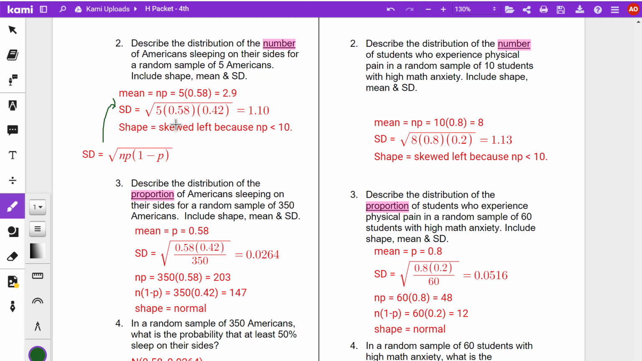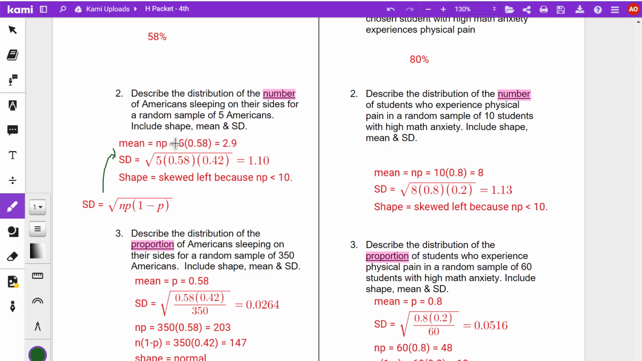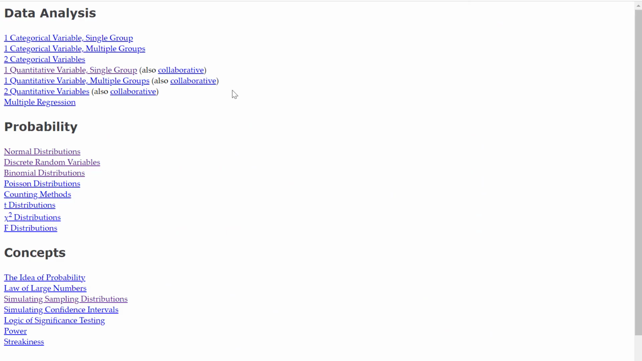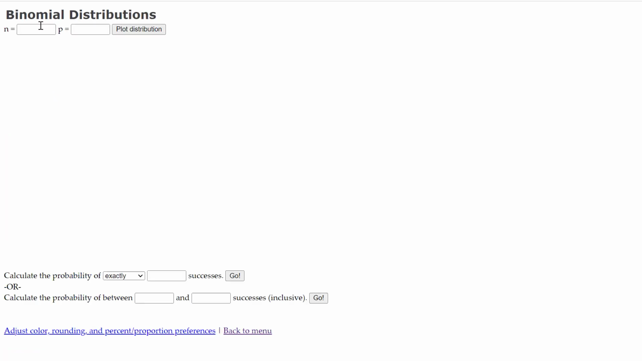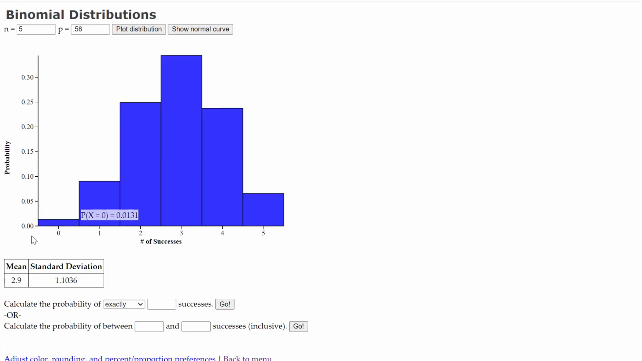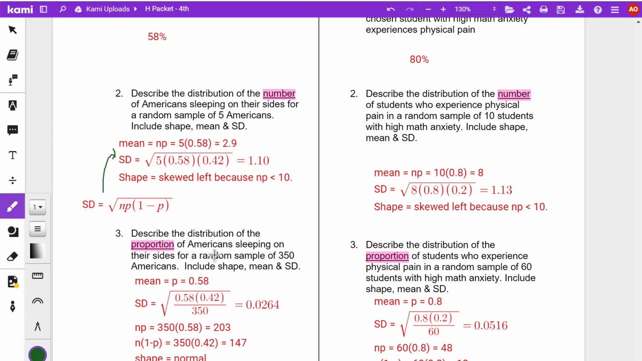But if you did Statplet, let's go ahead and do Statplet. We know n is 5 and p is 0.58. Some of my students are like, oh, I just threw this in the binomial distribution Statplet. And I'm like, good for you. That's pretty clever. I have a lot of clever students. And I said, look, it's skewed left. And there it is, you're exactly right. And by the way, it calculates your mean and your standard deviation for you. But we're practicing with the formulas today.